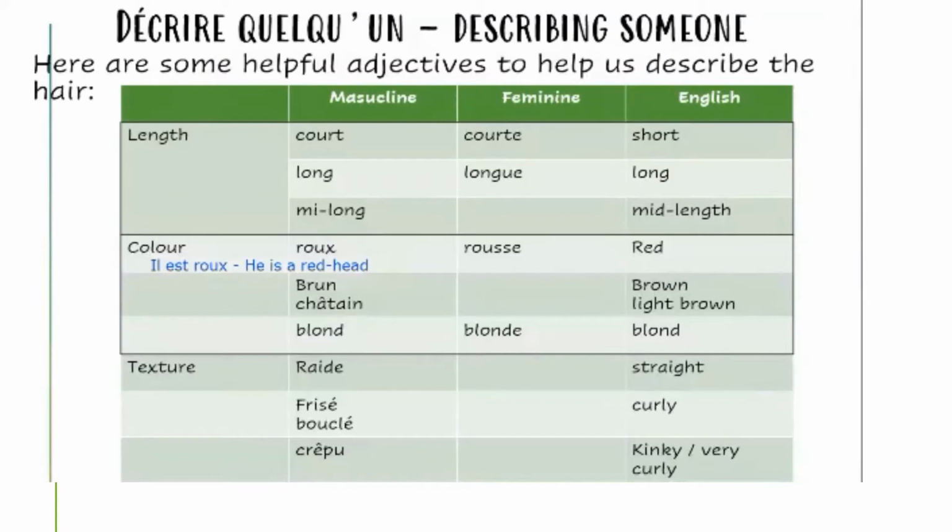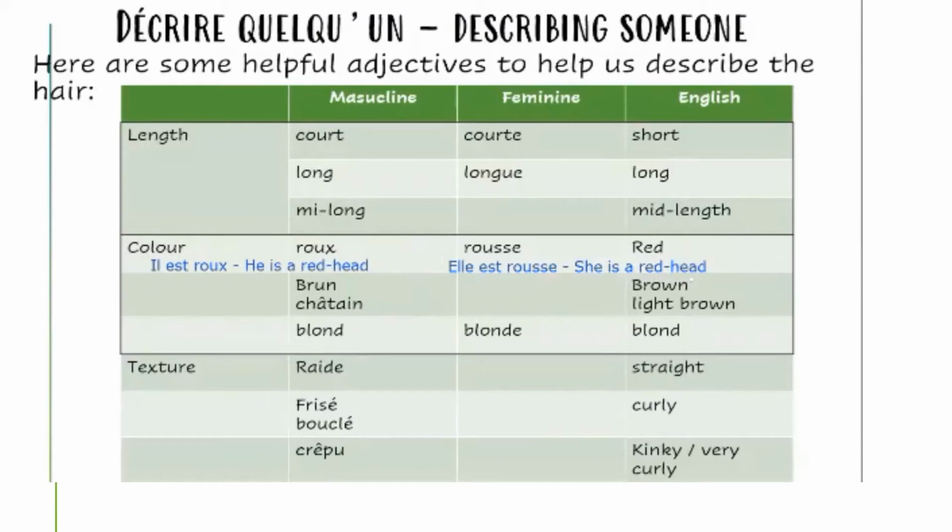So a guy with red hair, you're gonna say il est roux, he is a redhead. All right, if it's a girl, what would you say? Elle est rousse. Not Russian. That is, she is a redhead. All right, so it is possible to use the verb être with this as well. But that's not what we're focusing on. We're focusing on the verb avoir. Everybody with me so far?